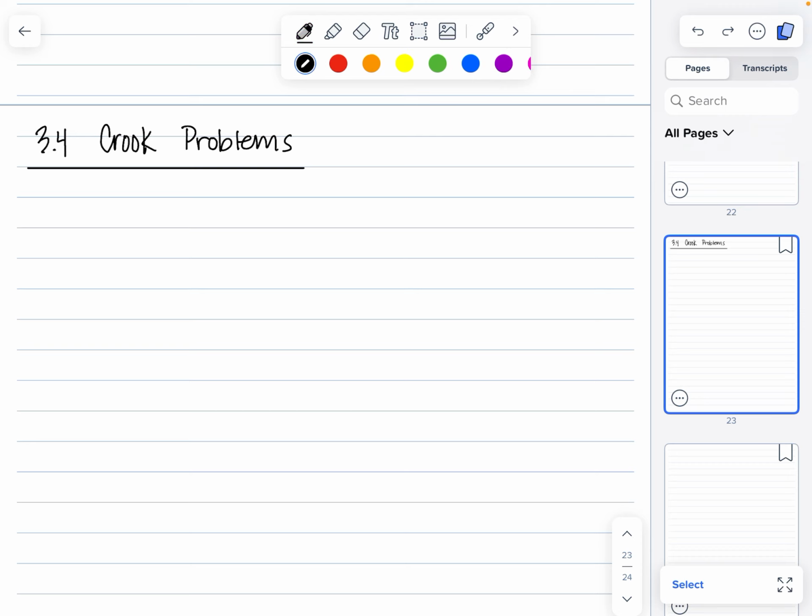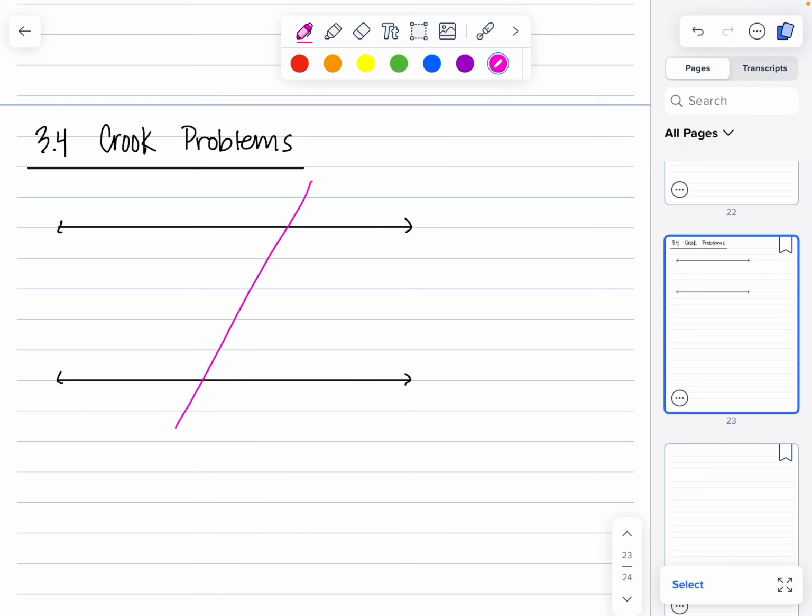And in order to do a Crook problem, hopefully you already got this title down, or pause the video, we need a set of parallel lines to start this. A Crook problem is a very particular problem that involves parallel lines. Now, normally, we would need to show that these lines are parallel. We show that with either a set of triangles or arrows. In this particular case, I'm going to do triangles just to make it stand out a little bit more. And then we would have a transversal that goes through the parallel lines.